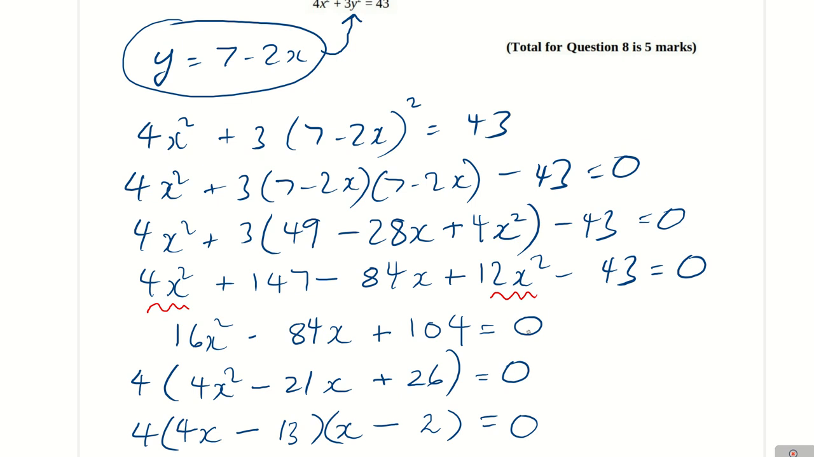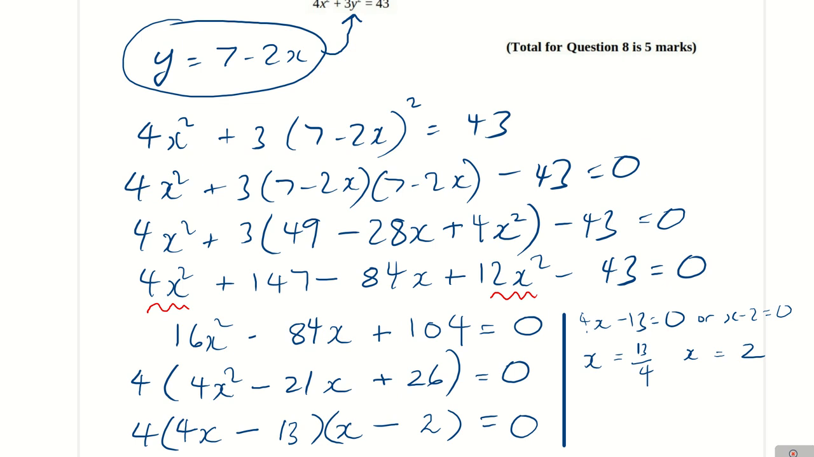We're getting towards the answer now. In that case 4x minus 13 equals 0, in which case x equals 13 over 4. The other one is x minus 2 equals 0, so x equals 2. So we've got two separate values for x, but we haven't finished. Remember, we need to find the corresponding y values.